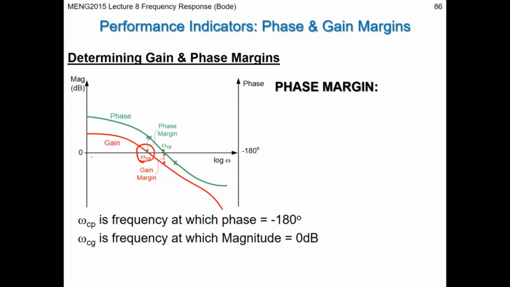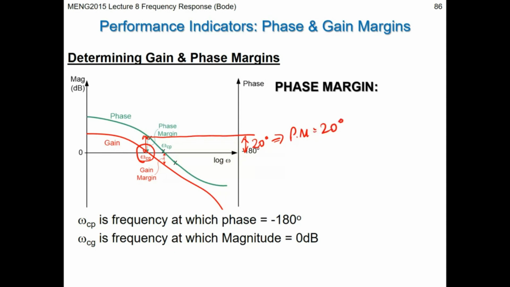So the frequency at which our gain line crosses over goes through 0 decibels. I can move this phase line down by this much before it crosses minus 180 at the same frequency as the gain line crosses 0 dBs. How much is this? Say this is 20 degrees. That implies my phase margin equals 20 degrees.